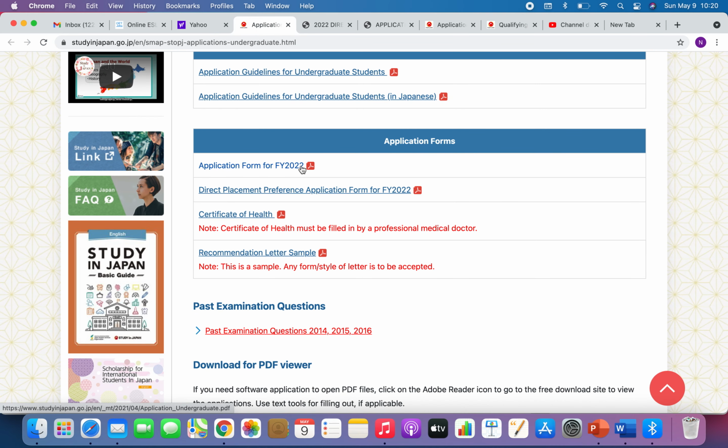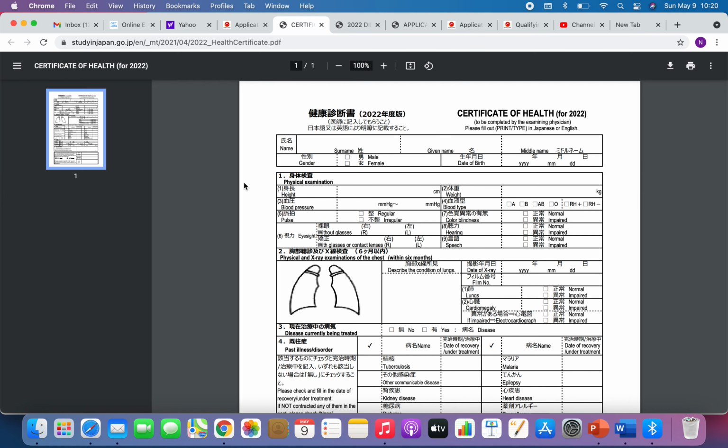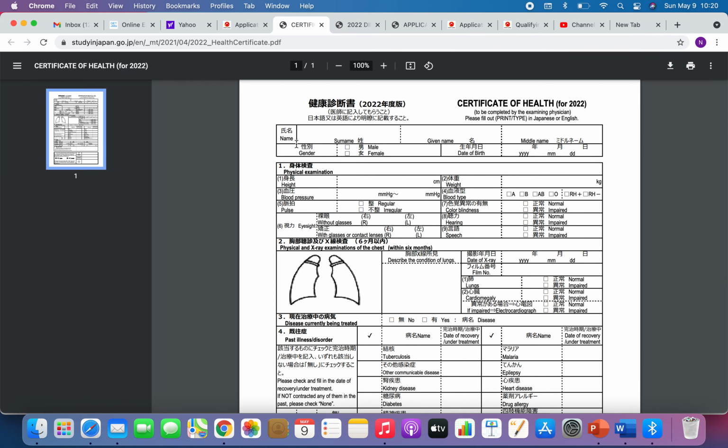other forms. So the next form that we have is the certificate of health. The note here says it must be filled by a professional medical doctor. So a professional medical doctor must fill this form. Let's click to see what the form looks like. So you have your name. Surname is your family name. So your family name, your first name, and then your middle name, and then your gender, your date of birth, the year you were born.